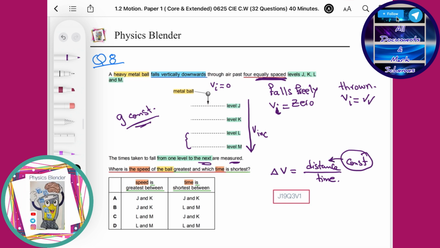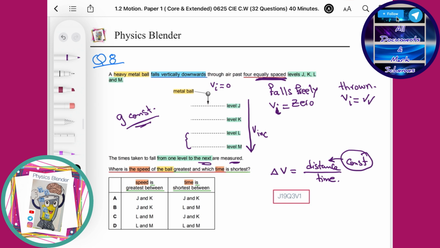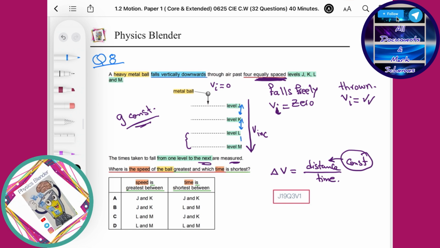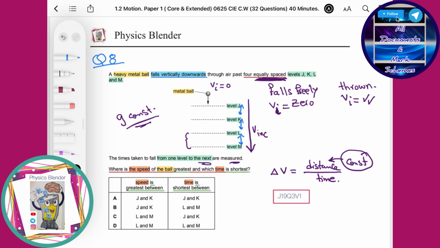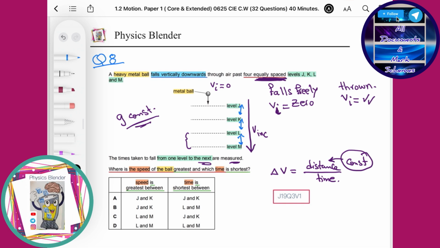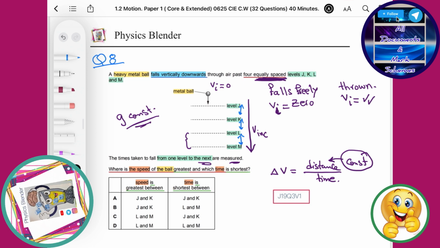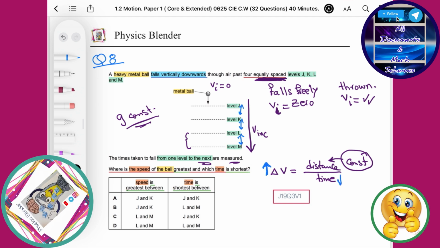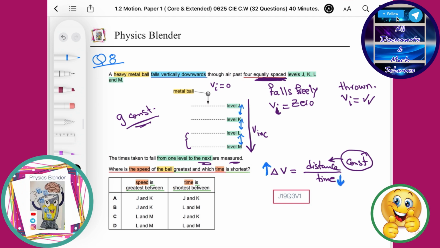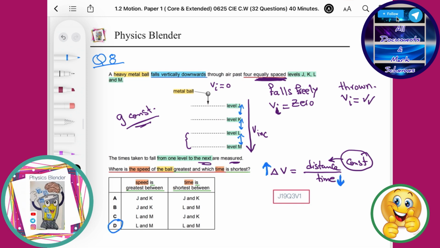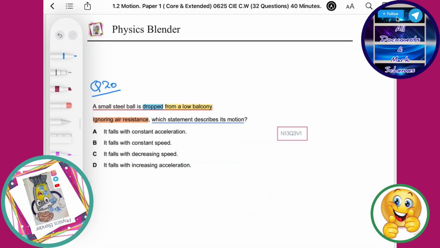How do you know distance is constant? The 4 levels are equally spaced. Since the 4 levels are equally spaced, it means distance is constant. Can you find the relationship between change in velocity and the time in this case? Yes. If the velocity is greatest, it means time is shortest. That's why the correct answer is D. This question is challenging and important.